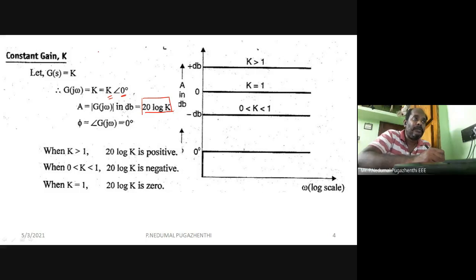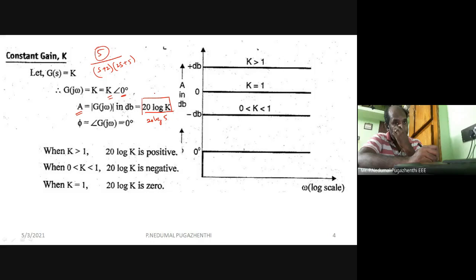For example, if I am having 5 by s plus 2 into 2s plus 5, then this 5 is nothing but a constant factor, and that 5 is going to be 5 alone. To get the decibel value, you have to go for 20 log of 5. Got the point? If k is greater than 1, then your 20 log k will be positive. You will get a straight line for that.